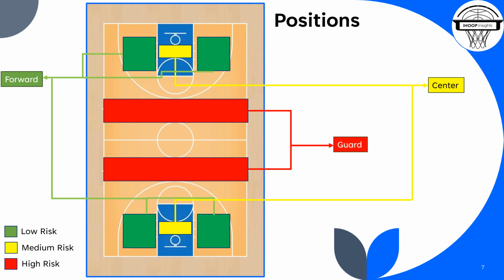Just a quick refresher on the positions. The ones which are marked in red are guard. Those are marked in red based on our initial data analysis. Apparently, most of the injuries happen for the guard position. The yellow ones are in medium risk, and these positions are known as center. And the ones which are in green are forward, and these appear to be the lower risk areas based on our initial data analysis.